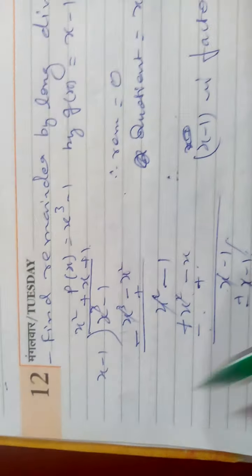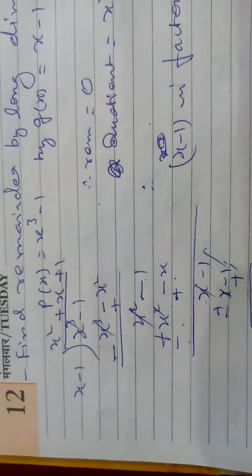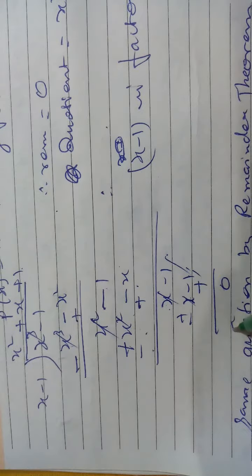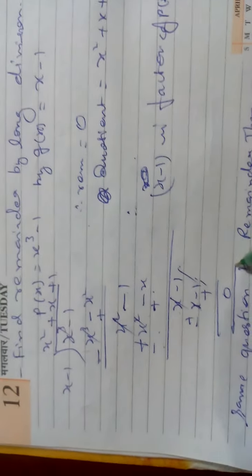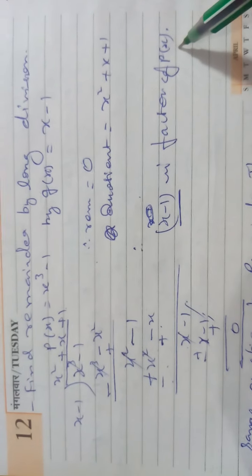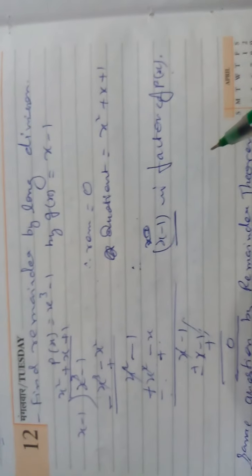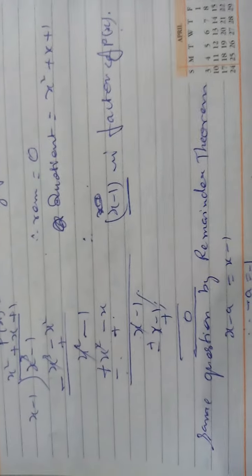Plus 1 you multiply, you are getting x minus 1, again the sign changes and both are cancelled, you are getting the remainder 0. This remainder 0 means x minus 1 is a factor of p(x). When the remainder is 0, then the divisor is a factor of the dividend.